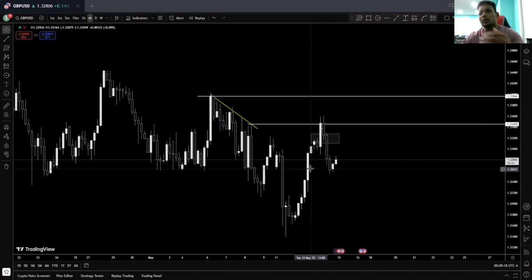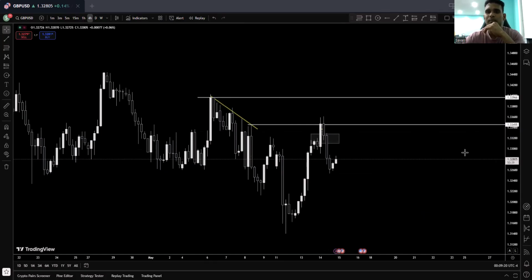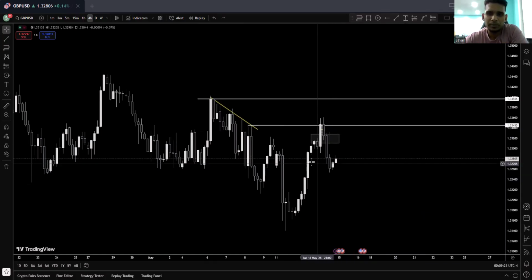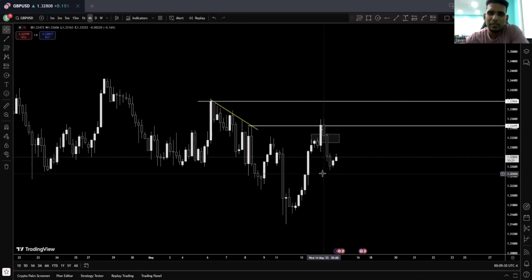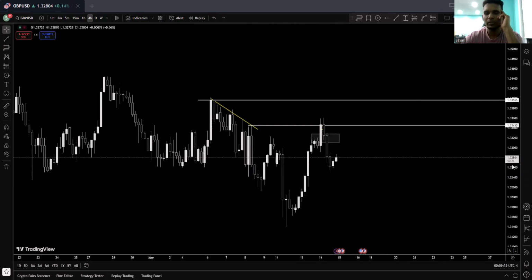That's what I did not recognize in the morning. That's the mistake today. I just marked out this fair value gap in 1 hour, but in 4 hours there's literally nothing here. The only fair value gap is this one. So I should target this area, this fair value gap tap or the midpoint of the fair value gap. Both were achieved beautifully.